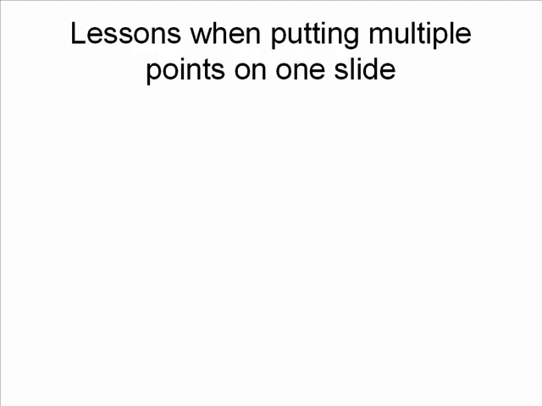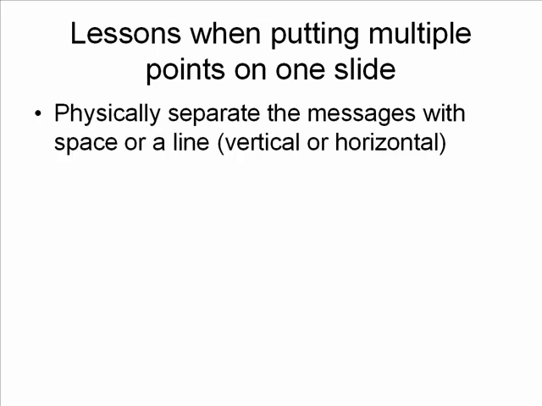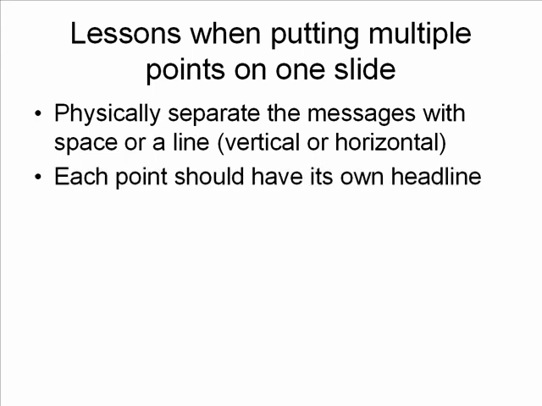What are some of the lessons we can learn when we're putting multiple points on a slide? First lesson, physically separate the two messages, the two points. You can do it with space, if there's enough space, or what I did in the sample today was a vertical line. I made that vertical line gray, so it wasn't so bold, and I made it dotted, with a fine dot. It makes it subtle, but still there, so it visually separates the two ideas.